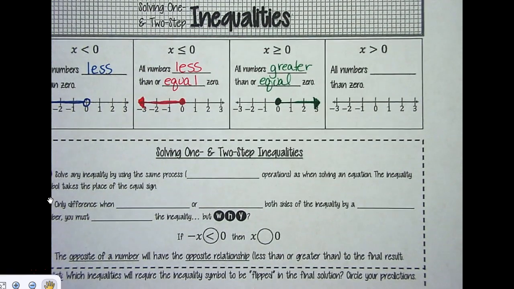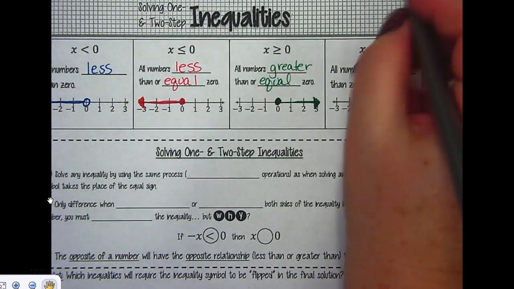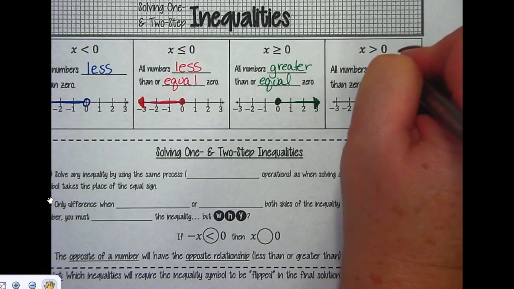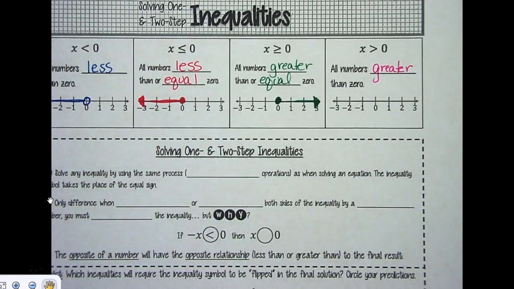And how do we say that last one? Camden? X is greater than 0, so just the word greater. Open circle or closed circle?